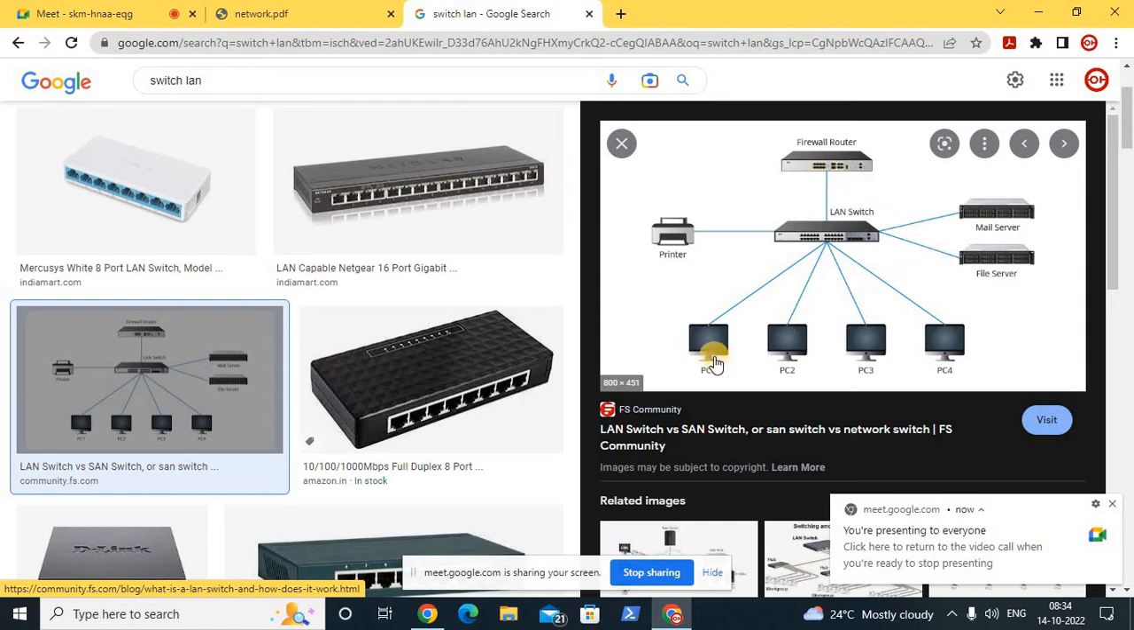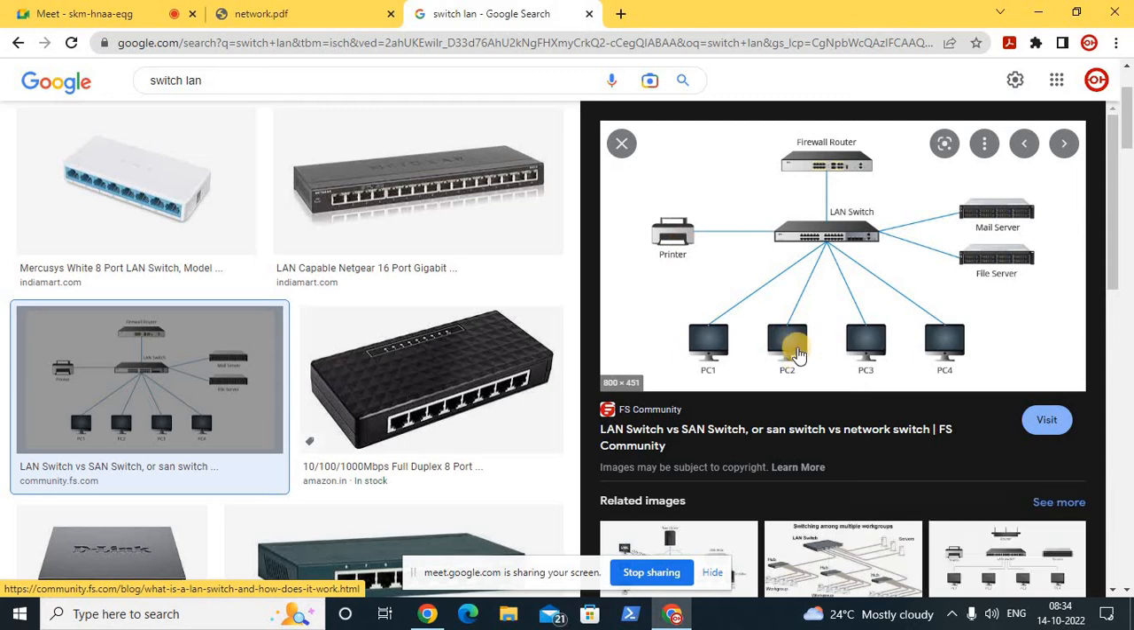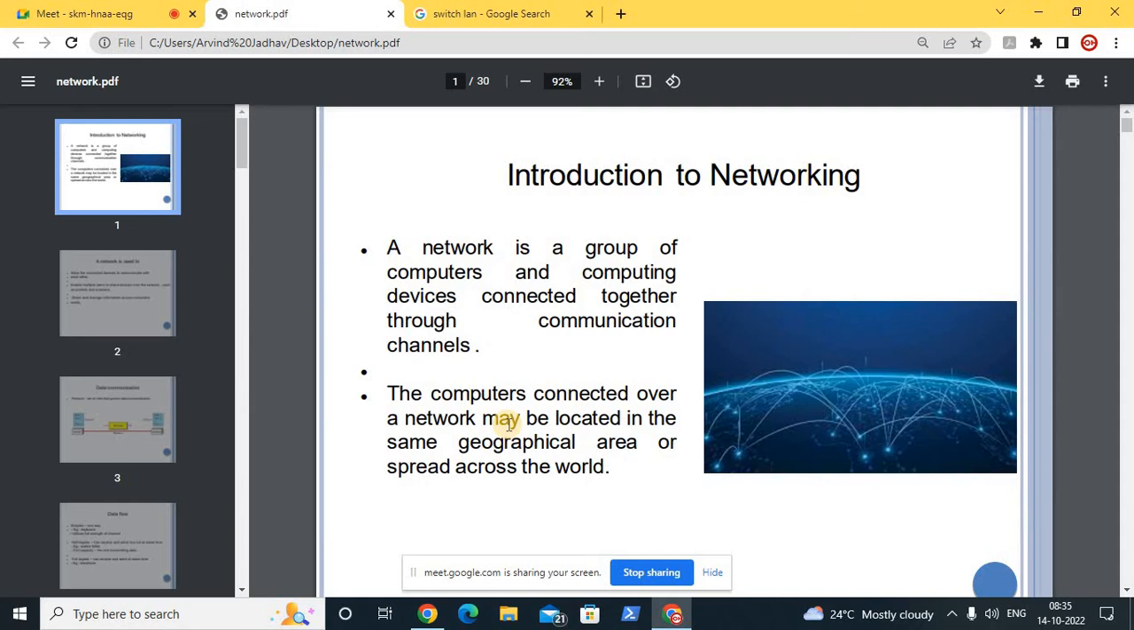For example, PC1 shares some information, so PC2, PC3, PC4 can access that information. If PC2 sends a print operation to the printer or other computing devices, it communicates through the switch. If PC3 sends mail to the mail server, or PC4 sends files to the file server, these are the options. So the computers communicating or connected over the network may be located in the same geographical area or spread across the world.